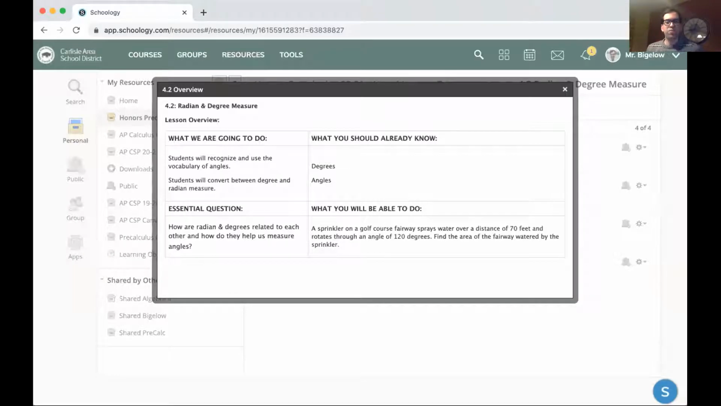Hey everybody, in Honors Pre-Calc. Today we're going to be starting lesson 4.2 on radian and degree measure. So far when we've been looking at angles in right triangles, we've always been using degrees, and we even had to switch our calculator to degree mode from radian mode.